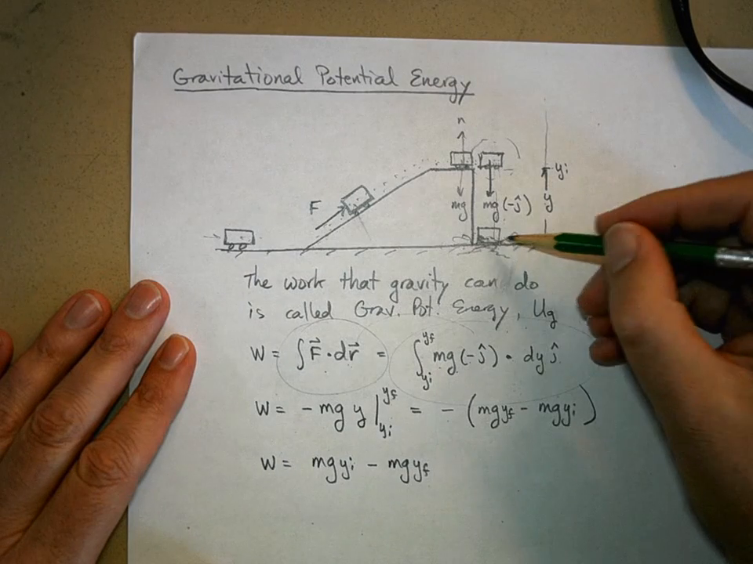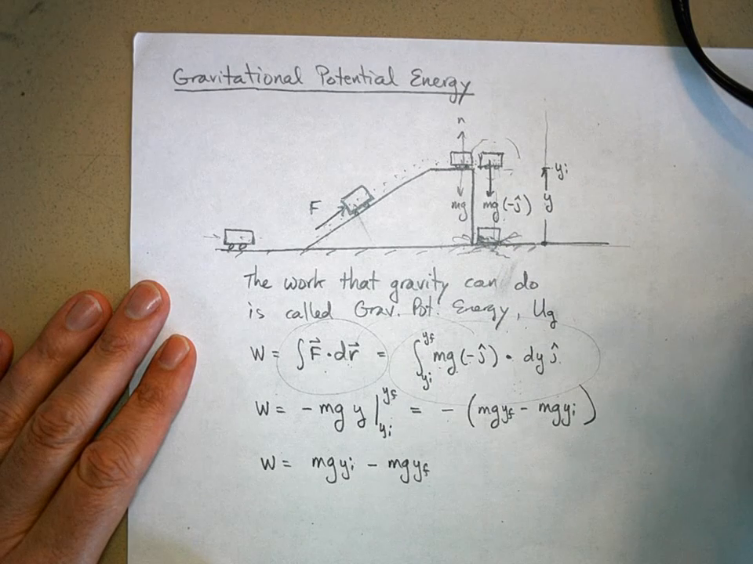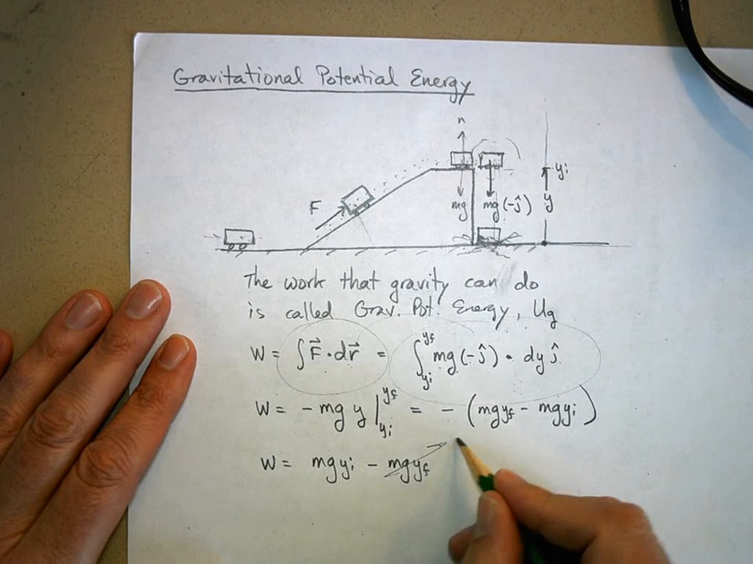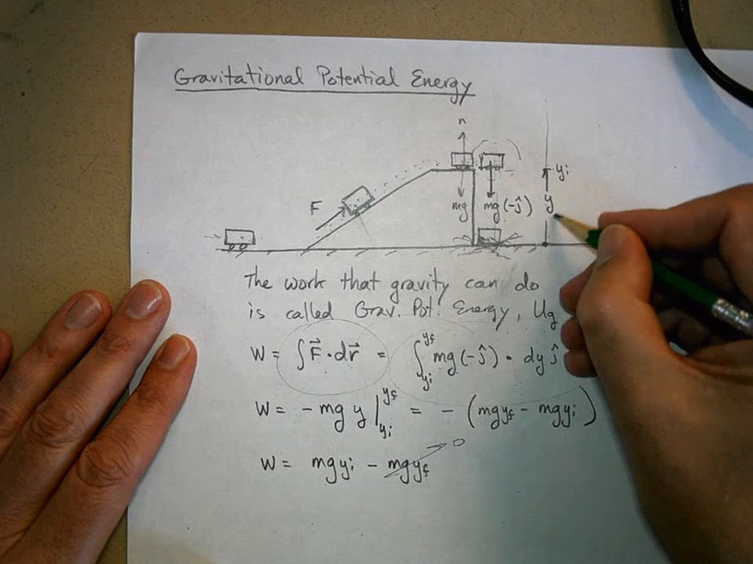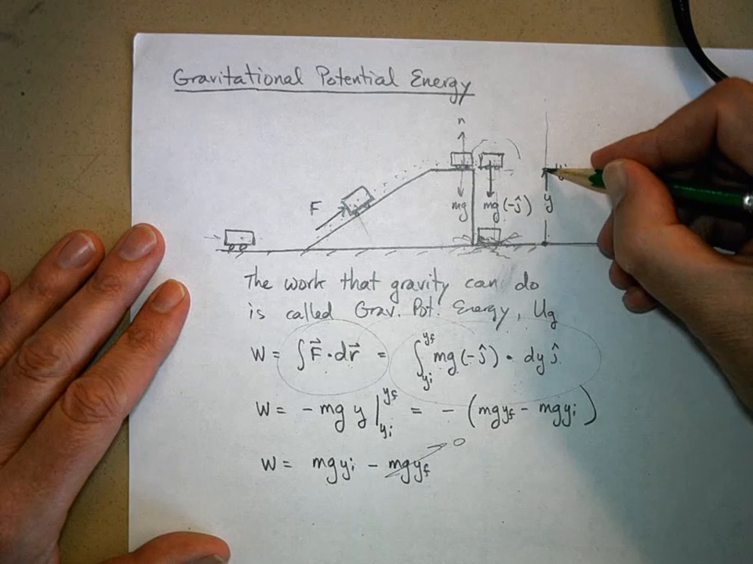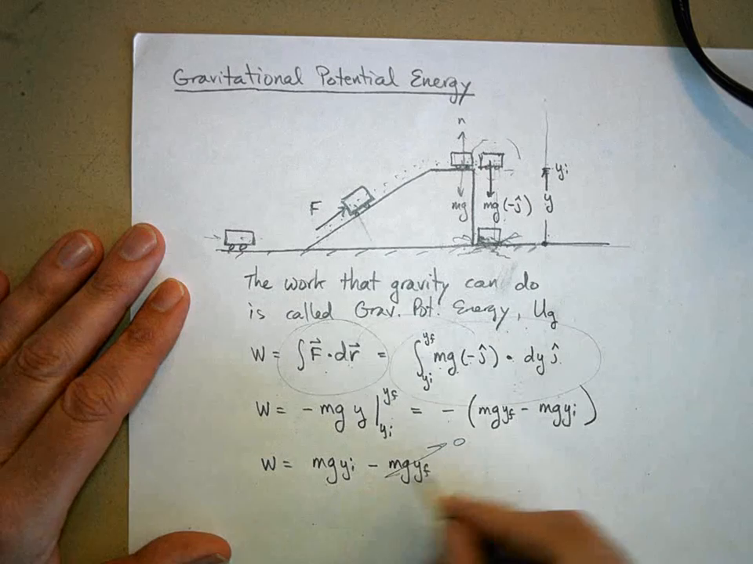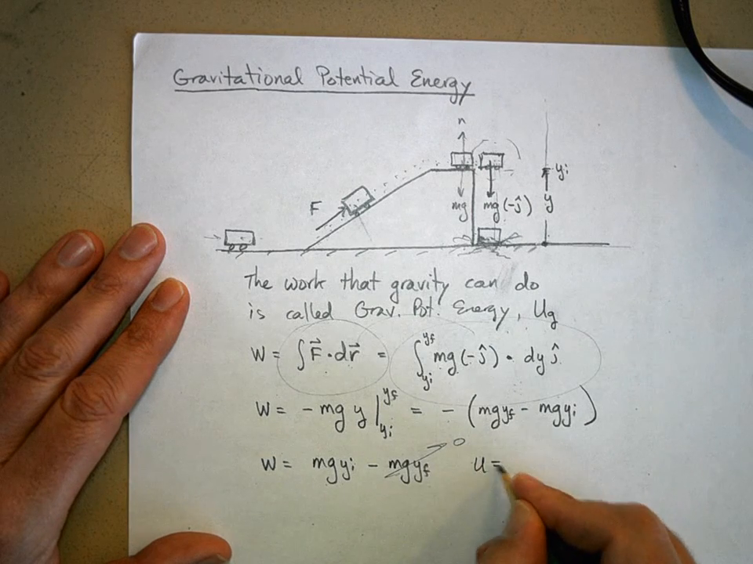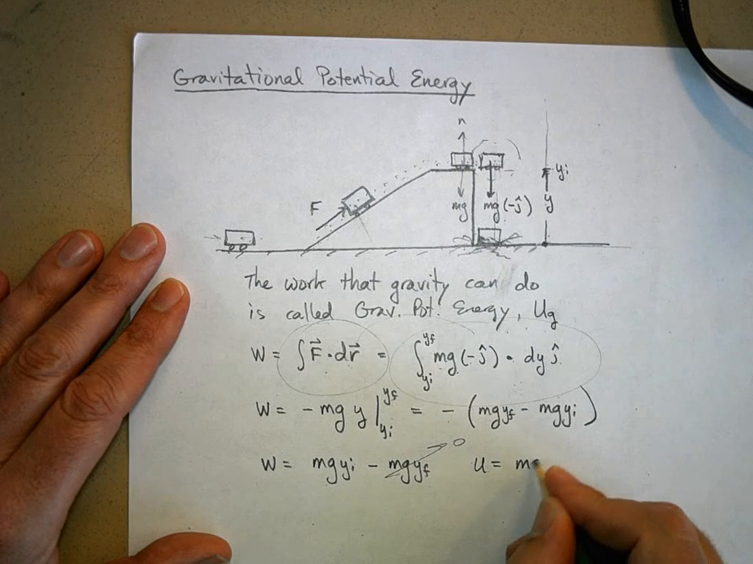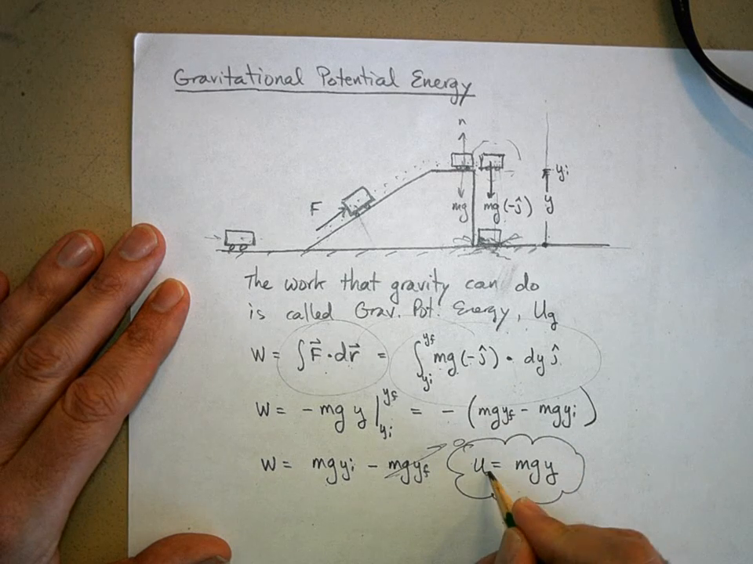Well, if I say that the final position of this is going to be 0, because this is where my origin is, let's make that 0. And then y initial, I'm just going to make that y. This is at some height y above my origin. I can say that my gravitational potential energy, U, which is the work that gravity can do if you release it from some height, is equal to mgy. And this is my basic equation for gravitational potential energy.